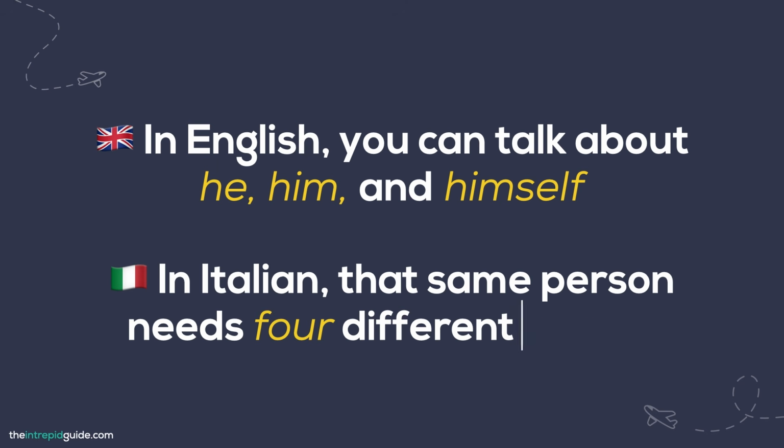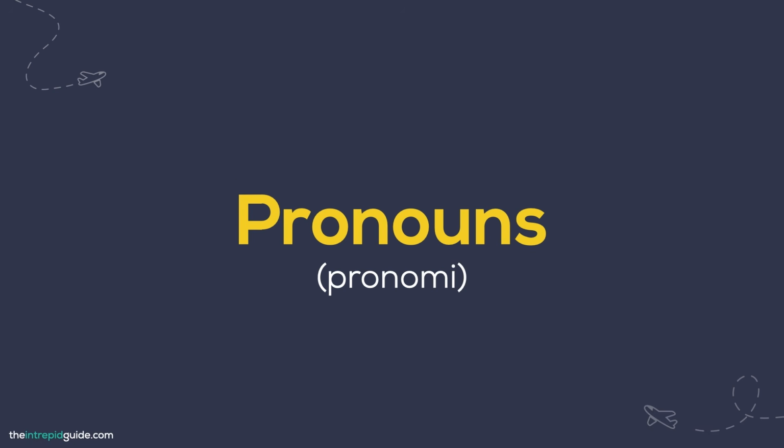In Italian, the same person needs 4 different words, and that's just for one person. Multiply that across I, you, she, we, and they, and you've got nearly 30 variations to learn. I'm talking about Italian pronouns, and there are 4 groups to learn: subject, direct object, indirect object, and reflexive.